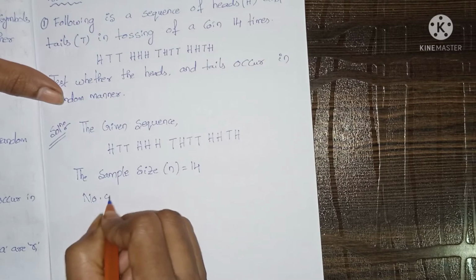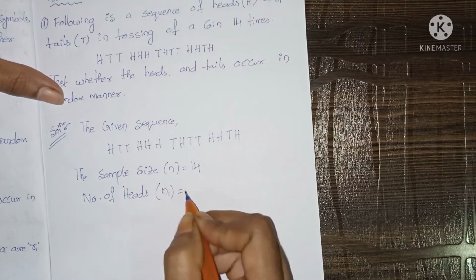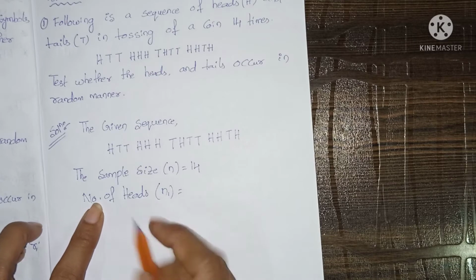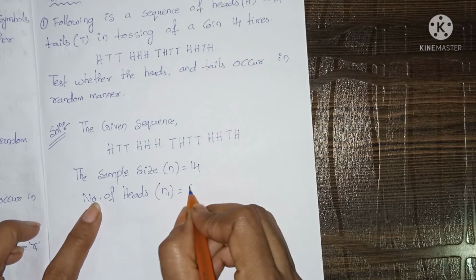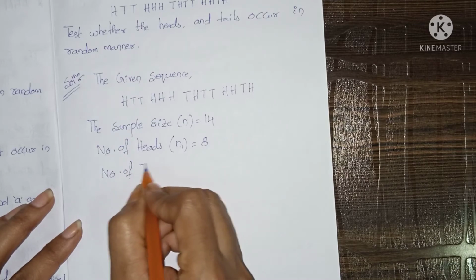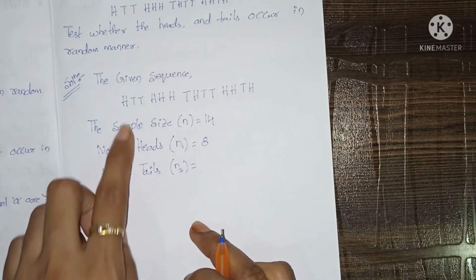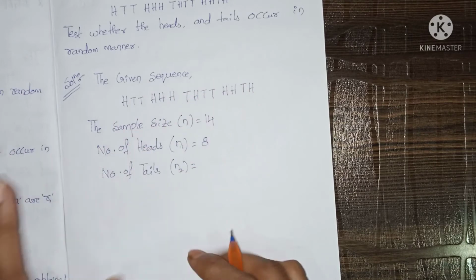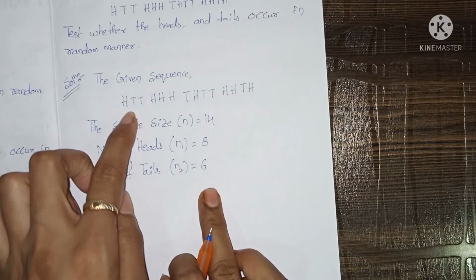Number of heads is denoted with n1. Heads means of same kind. So n1 equals, we'll count how many heads: 1 2 3 4 5 6 7 8. Okay, 8 heads. And next, number of tails is denoted with n2. Tails we'll count: 1 2 3 4 5 6. Okay, 6 tails.